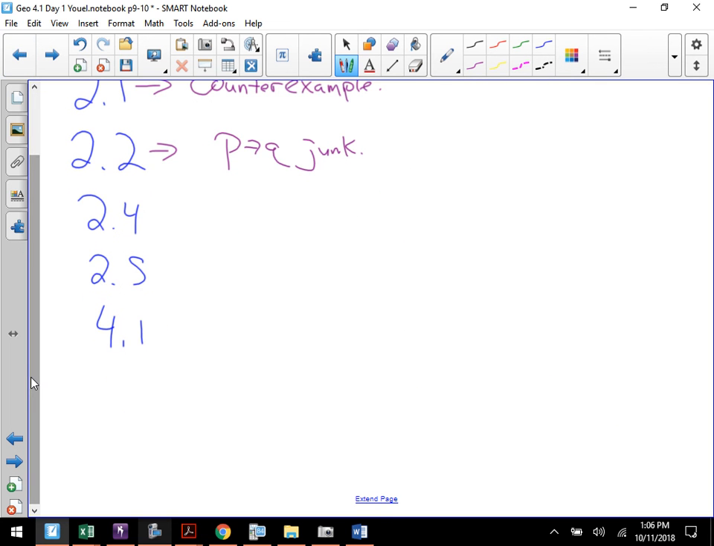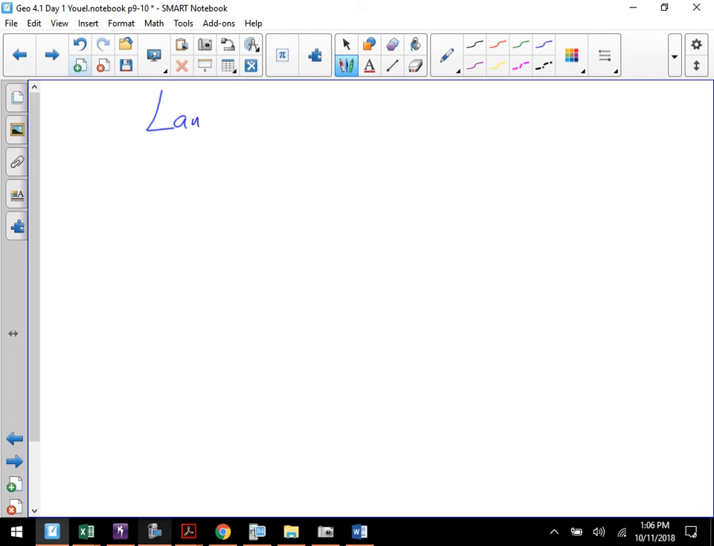Back to 2.4 then. 2.4 was the law of detachment, and then the law of syllogism. So again, I'm just going to go back to a couple of examples of what that looked like. If you recall, it was really easy. It was just identifying which of the patterns were occurring, and then could you come up with a valid conclusion given a statement. For example, the law of detachment.